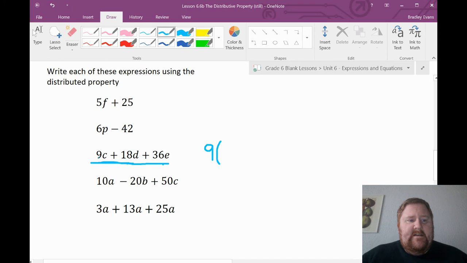So let's take a look. If I divide 9c by 9, I'm left with just c. Then I have an addition sign, so that has to go in place. Now here's where it might get a little bit tricky. I'm going to distribute 9 amongst 18d, so I'm left with 18d divided by 9. That's 2d. Plus again, and I'm going to distribute the 9. How many 9s are there in 36e? Well, there are 4e.